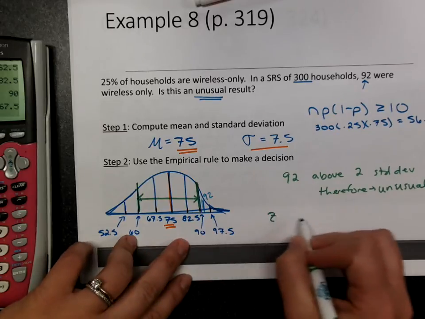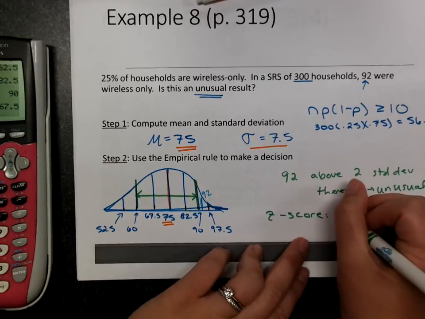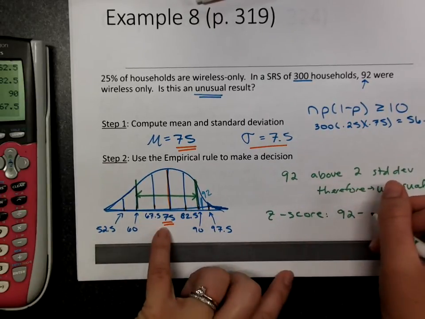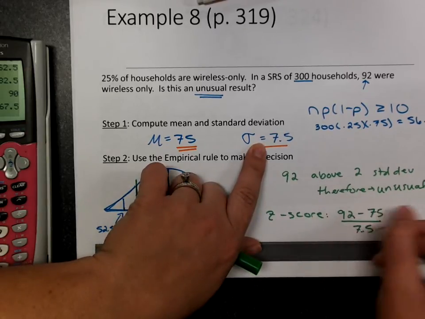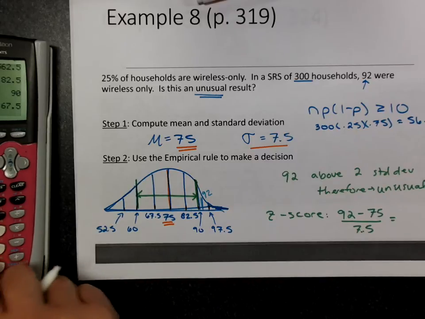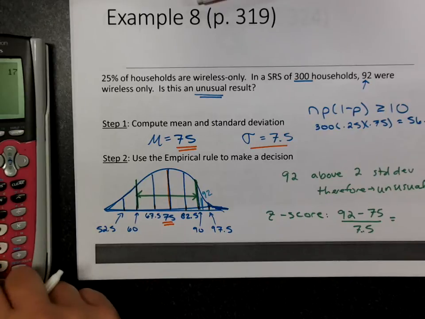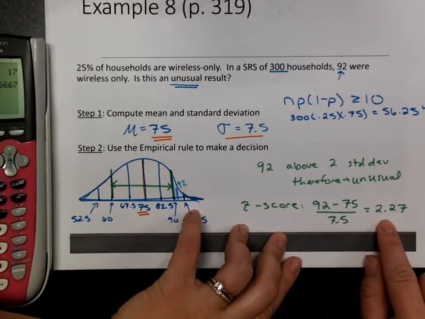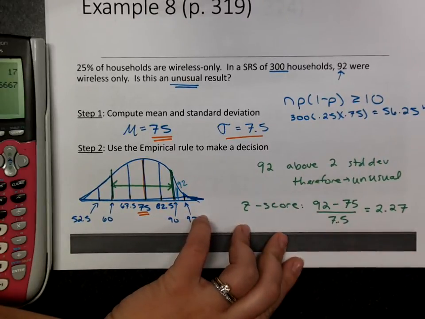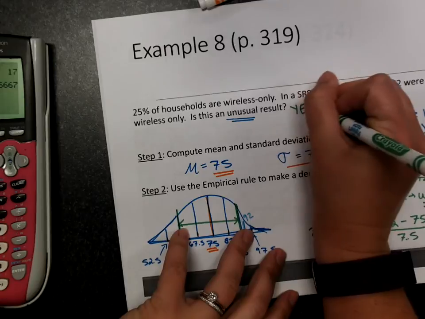You could also, if you wanted to, use the z-score if you didn't want to use the whole bell curve. We could say 92 minus my mean, which is 75, over my standard deviation, which is 7.5. So we can actually calculate the z-score, 92 minus 75, and then divide by 7.5, and you get 2.27. And because 2.27 is greater than 2, it's the same reason, because it's more than 2 standard deviations away from the mean, it's considered unusual. So the answer to the question would be yes.